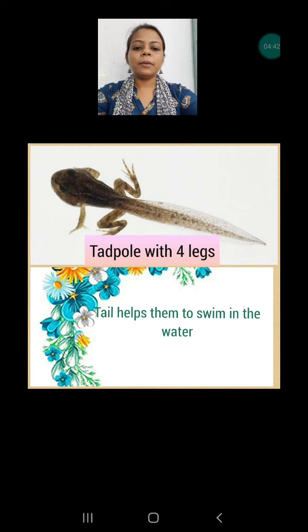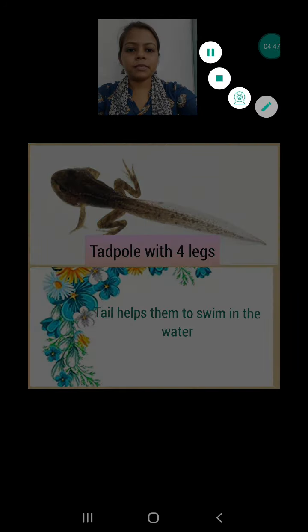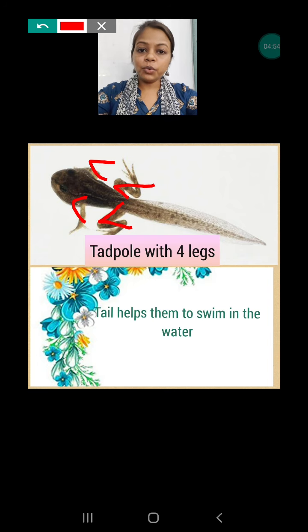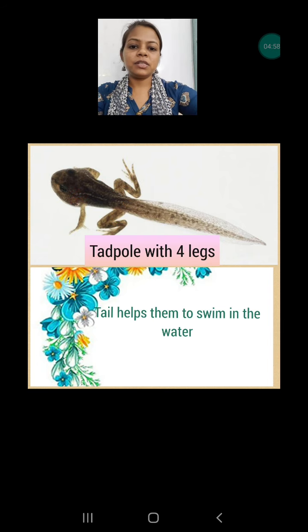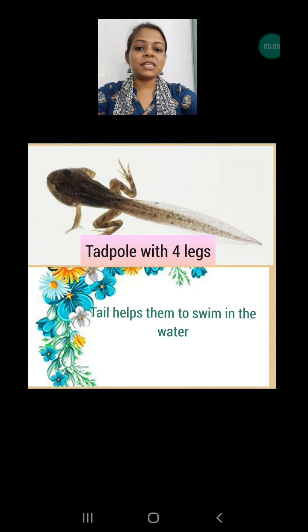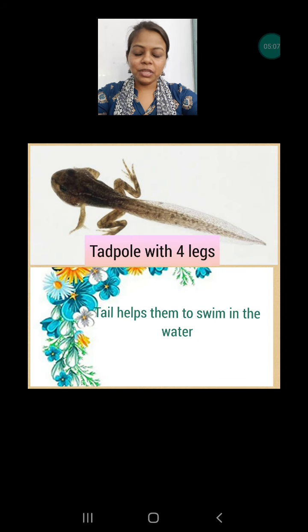After some time, the tadpole has 4 legs. One more interesting fact I want to tell you: the back legs grow first, as you can see in the picture. First of all, their back legs are growing, and then in this second picture, the front legs are growing. This is a very important thing to note down. First the back limbs are growing and then the front limbs are growing.